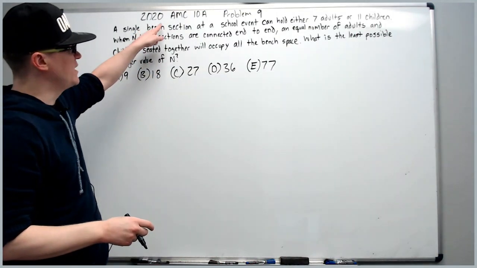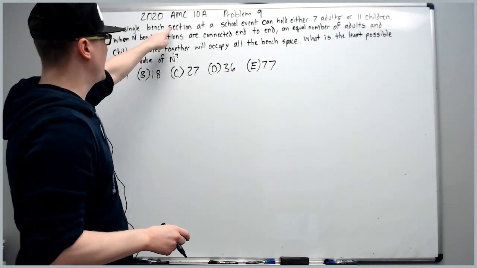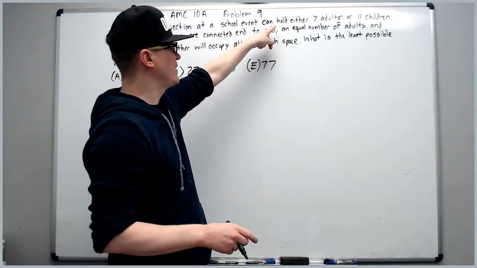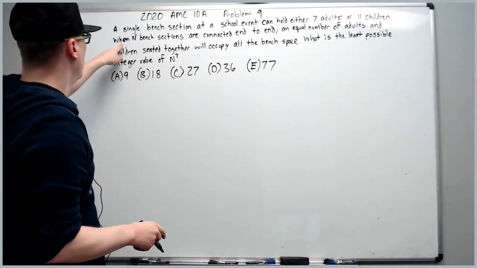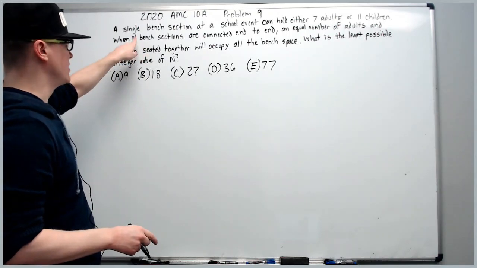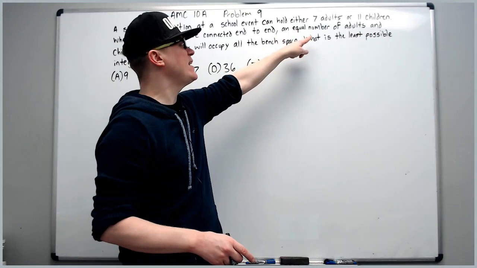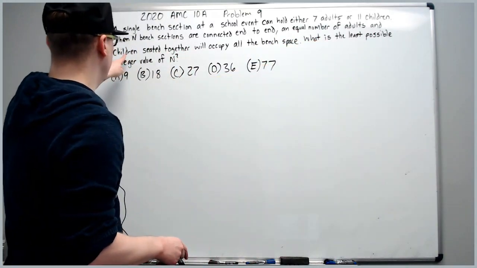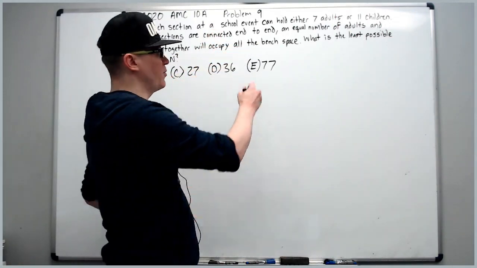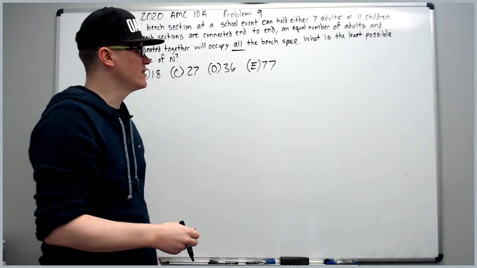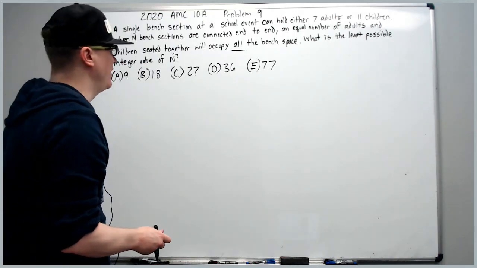Continuing on with the 2020 10A problem number 9. A single bench section at a school event can hold either 7 adults or 11 children. When N bench sections are connected end to end, an equal number of adults and children seated together will occupy, and this is important, all the bench space. What is the least possible integer value of N?